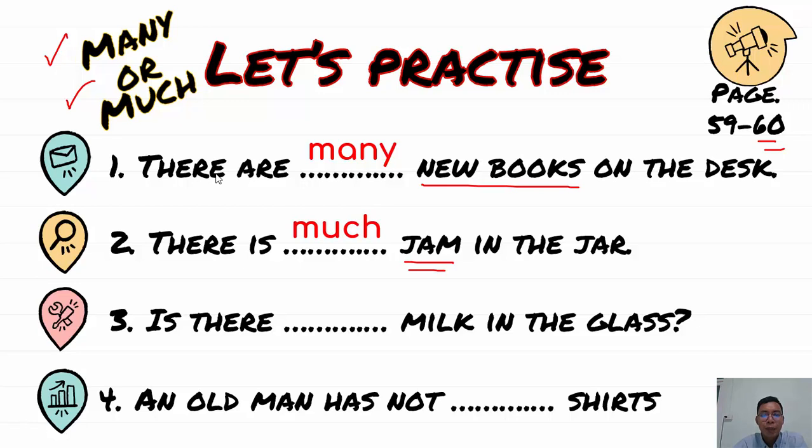Is there milk in the glass? Milk is a liquid thing, right? So we use much. Is there much milk in the glass? And number 4, an old man has not shirts. Shirts is a countable noun in plural form, so we use many.